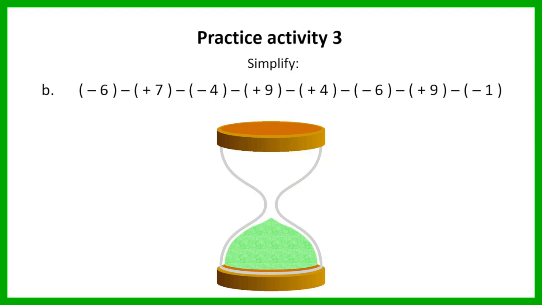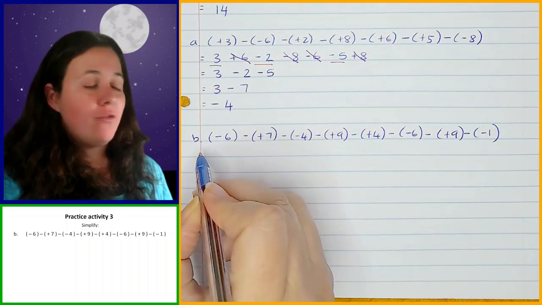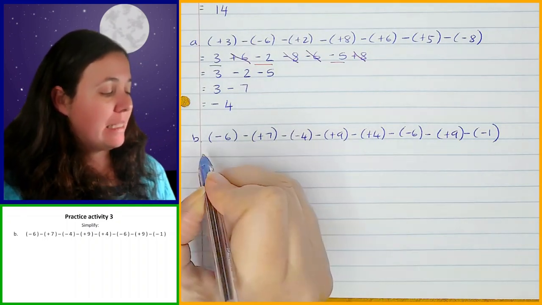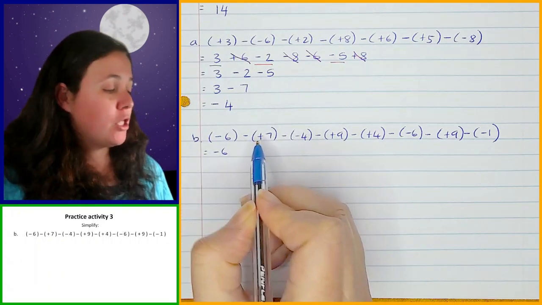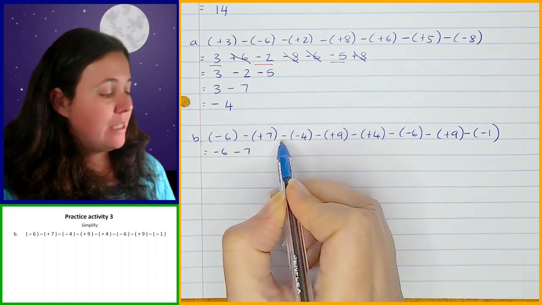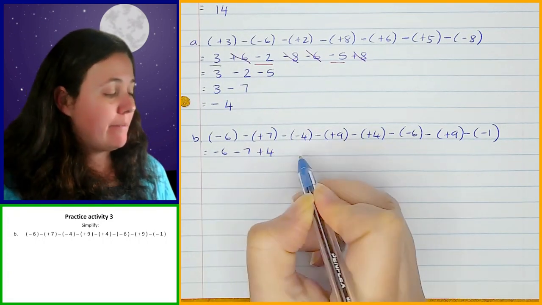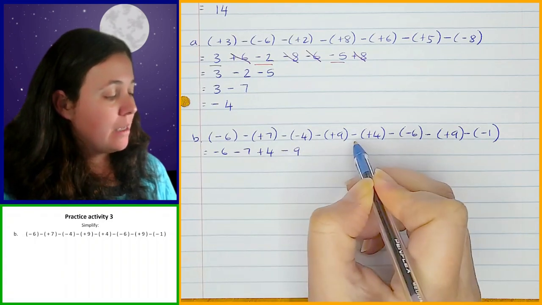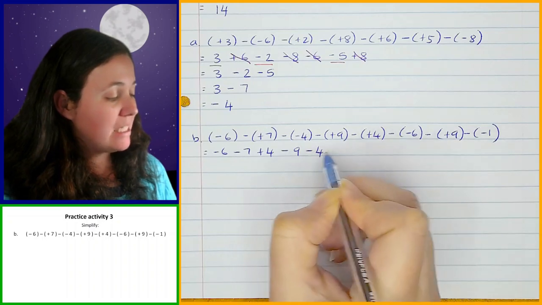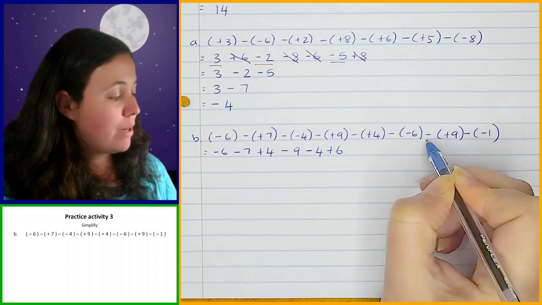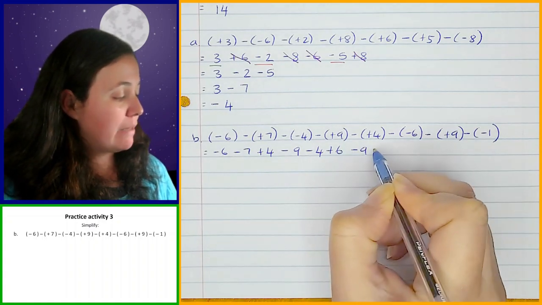Okay, let's go through that last example. So question B, we're first going to get rid of all of our brackets. We have negative 6, that's going to stay negative 6. But then here I have minus positive 7 becomes minus 7. Then minus negative 4 becomes plus 4. Minus positive 9 becomes minus 9. Minus positive 4 becomes minus 4. Minus negative 6 becomes plus 6. Minus positive 9 becomes minus 9, and minus negative 1 becomes plus 1.